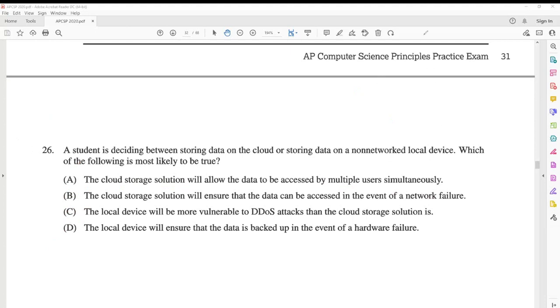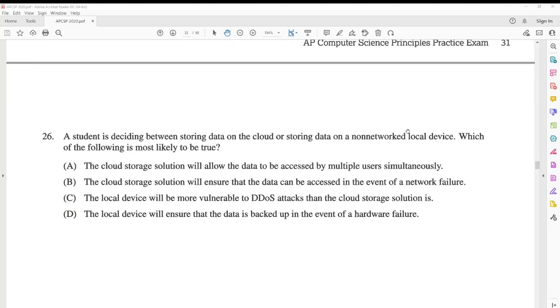Any question? You don't have network, so the local device will not be accessed by multiple users.